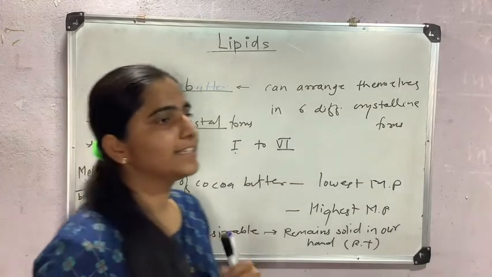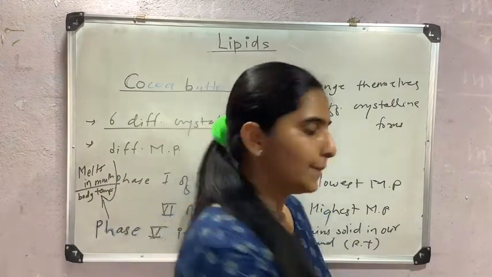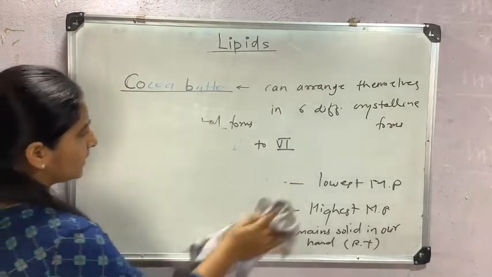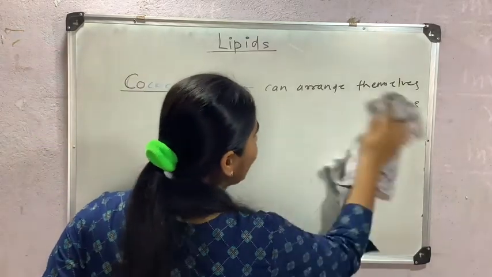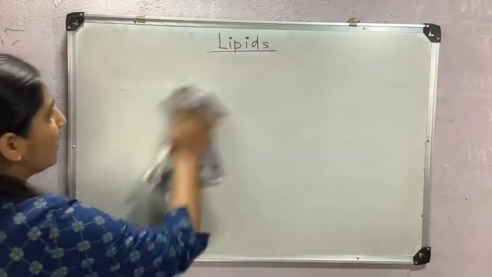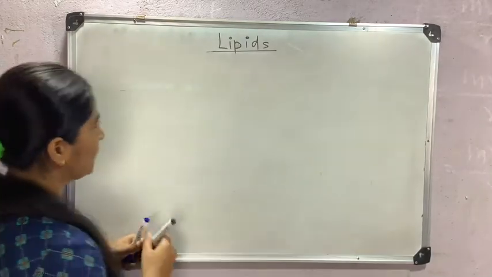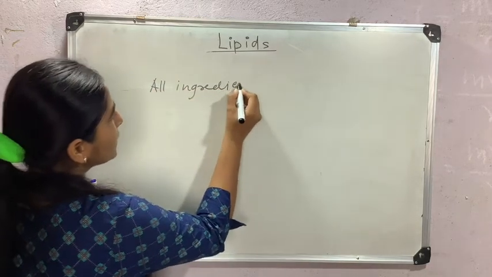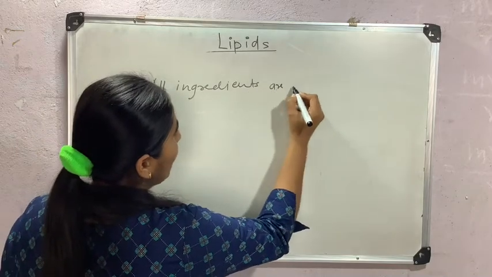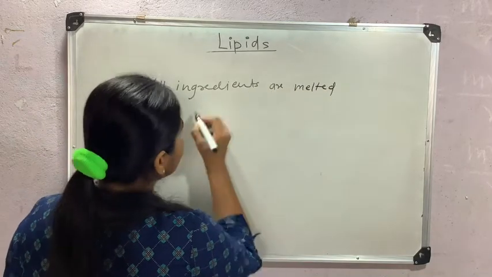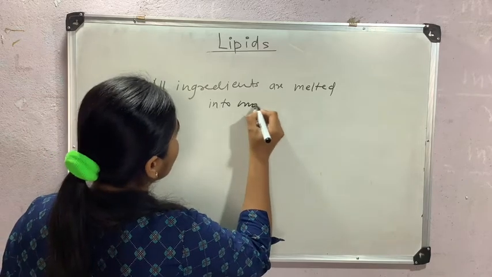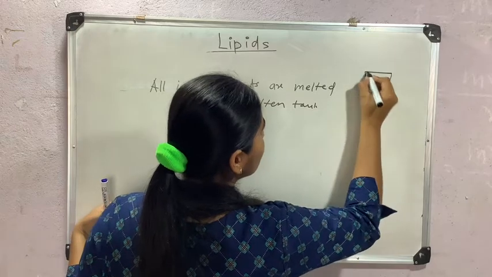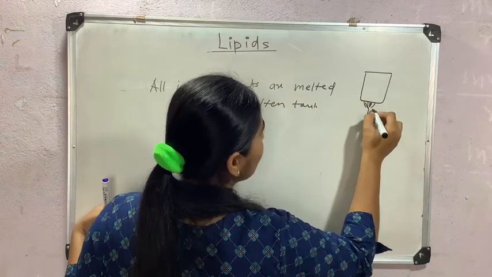And commercially, this tempering of chocolate is done by melting all ingredients of this chocolate into one molten tank. Here I will write the process of tempering of chocolate. First, all ingredients are melted into molten tank. So this is molten tank.